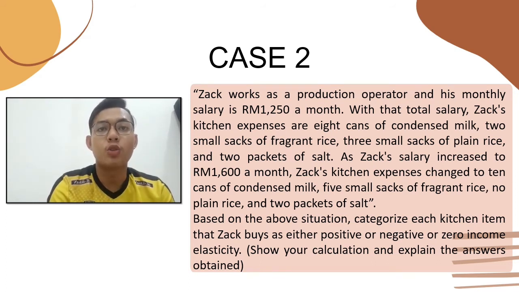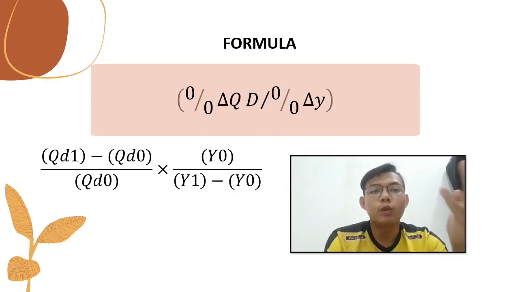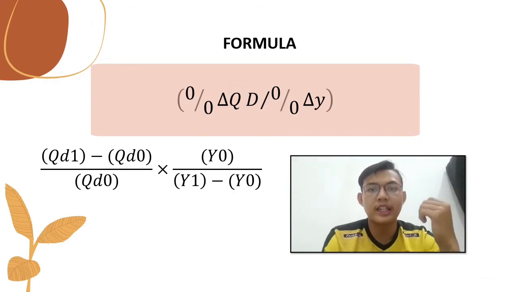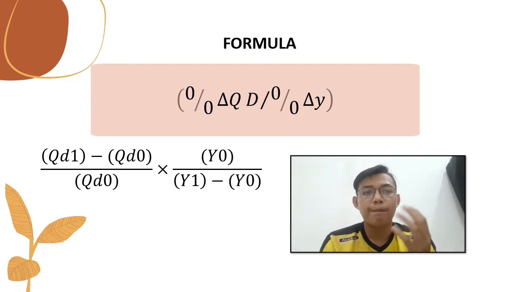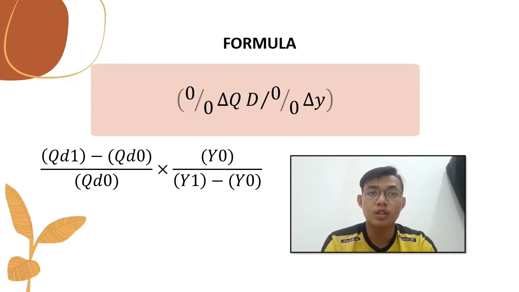Based on the above situation, categorize each kitchen item that Zax buys as either positive, negative or zero income elasticity. So the formula that we can use for this case is (QD1 minus QD0) over QD0 times Y0 over (Y1 minus Y0).